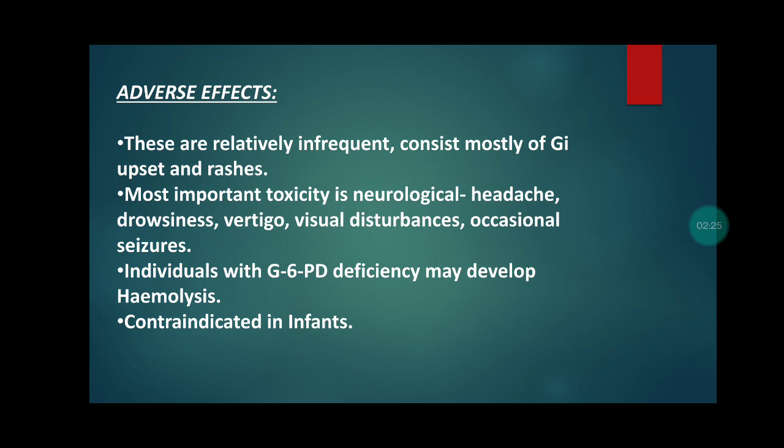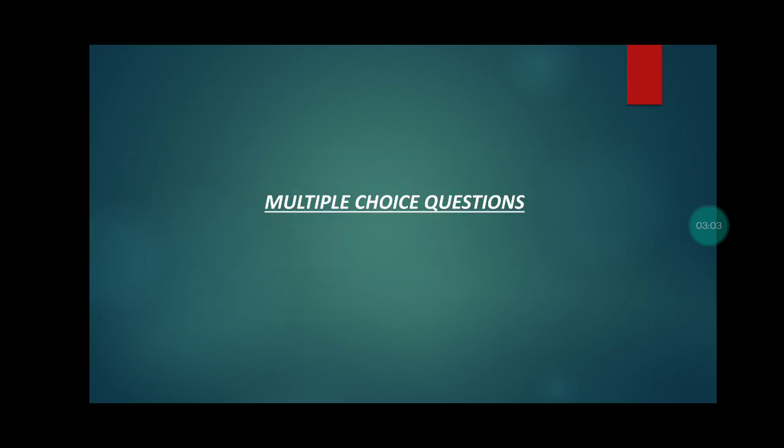Then what are the adverse effects? That means that after we take a certain quinolone drug, what it can cause in the body which is not normal. These are relatively infrequent effects which consist mostly of GI upset and rashes. The most important toxicity is neurological. That is, after giving it in toxic amount, headache can occur, drowsiness can occur, then there is vertigo, visual disturbances are seen, and occasional seizures are also seen. Then individuals with G6PD deficiency may develop hemolysis, and they are contraindicated in infants as well.